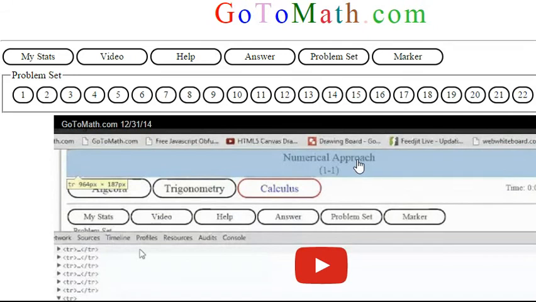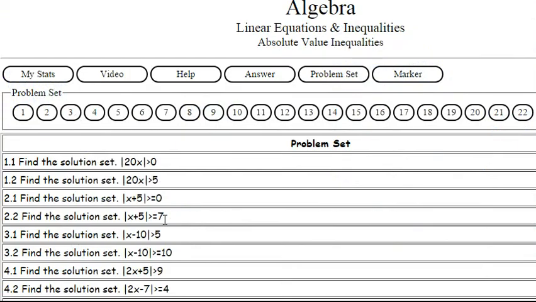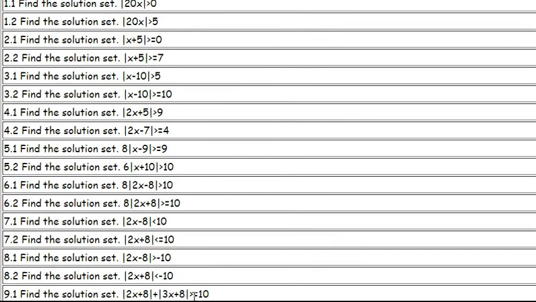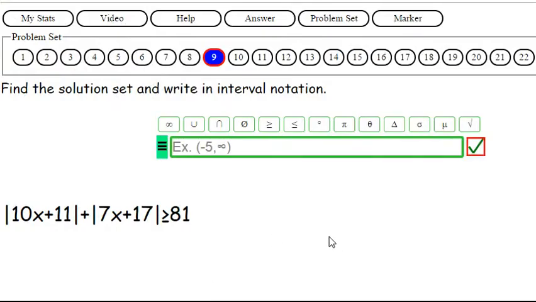Okay, we're here at gotomath.com. Click on the algebra. Let's go down to absolute value inequalities. And we're down here at 9.1. Whoa, what is that? So we got the absolute value of 10x plus 11 plus the absolute value of 7x plus 17 is greater than or equal to 81.